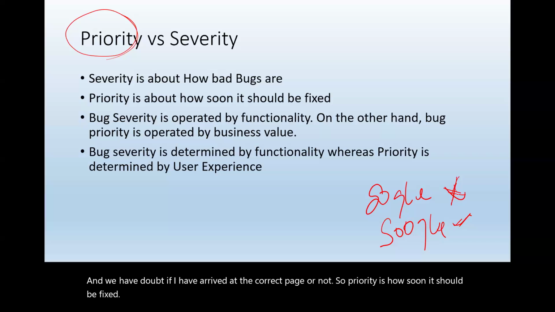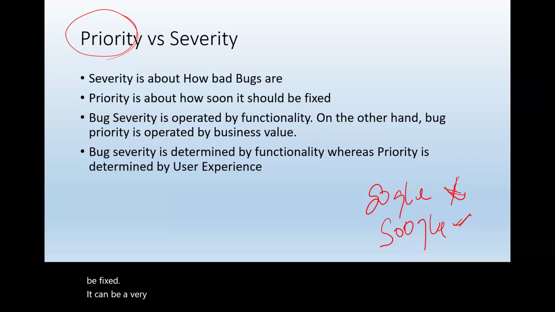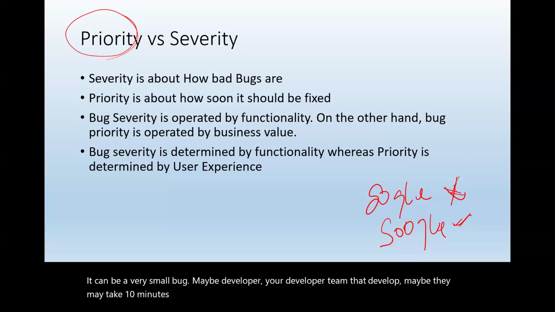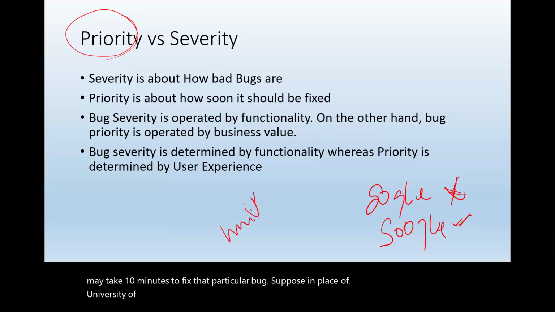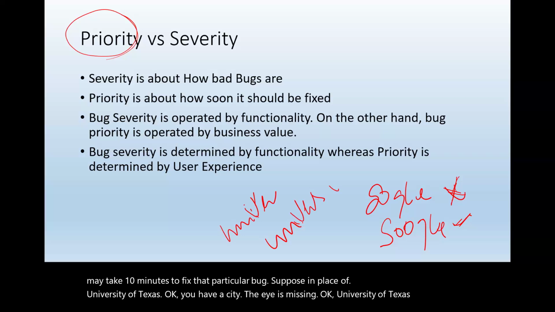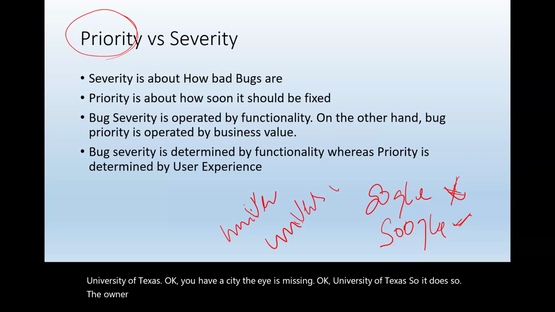It can be a very small bug, and the developer team may take maybe 10 minutes to fix that particular bug. Suppose, in place of University of Texas, the I is missing in University. The owner of this site will not accept this bug at all, even for just 2 minutes.